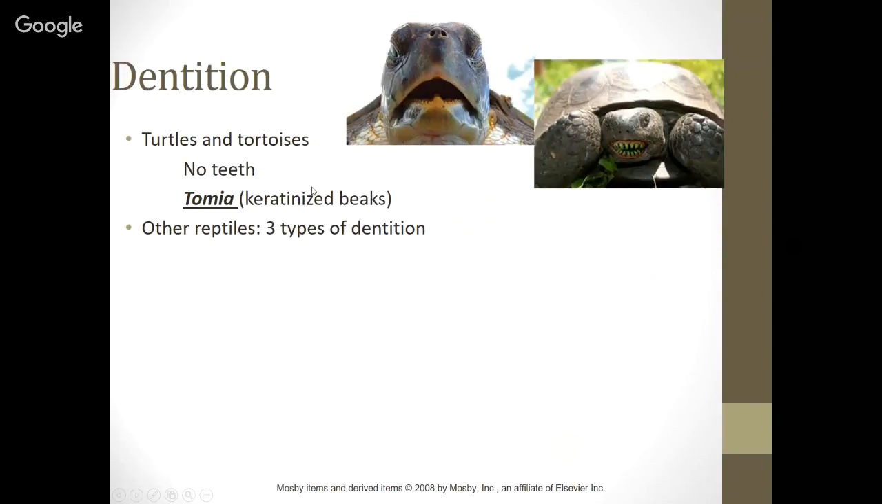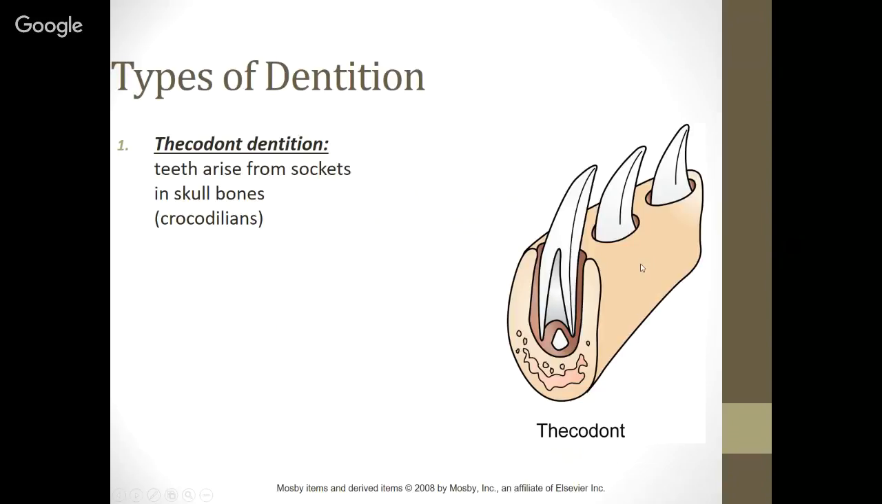Dentition. Turtles and tortoises have no teeth. Okay, this is photoshopped right here. So that's an evil tortoise, but not really. What they have are keratinized beaks, or tomia. With the other reptiles, there are actually three types of dentition. There's thecodont dentition, where the teeth arise from sockets in the skull bones, and this we see with crocodilians. So the teeth come from sockets within the skull bones. That's thecodont.